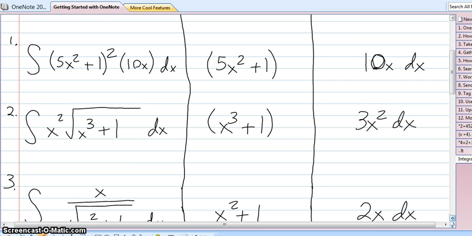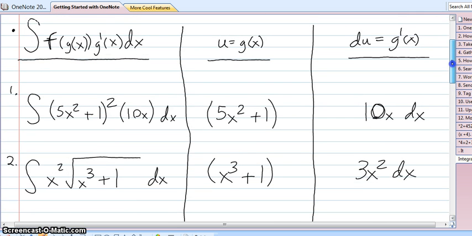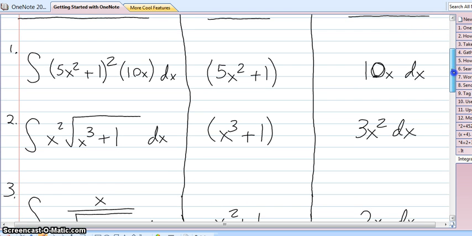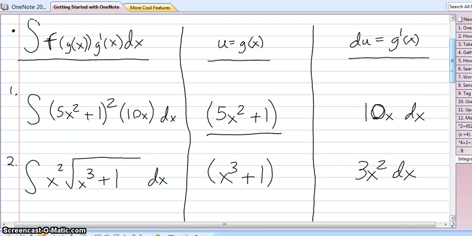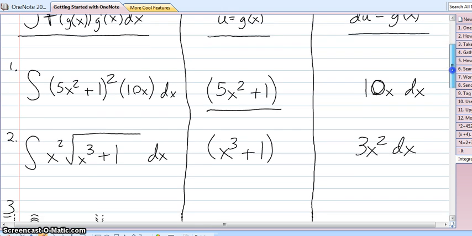Alright, so number one, we have (5x squared plus 1) all squared, and then outside you have 10x. You have to identify the main function, which is your part inside the parentheses. Over here, second column, we have u equals g(x). That's our main function column. And du is the derivative of that. So you're just identifying the two parts for these.